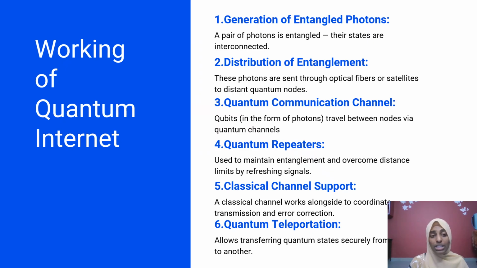Quickly moving to how this internet works. First of all, it creates entangled photons and then distributes those photons to both sides, at the sender and at the receiver side. After that, through the communication channel, they pass the qubits or the photons. Using the quantum repeaters, they maintain the entanglement state, so when there's a change at the sender side, it's automatically reflected at the receiver side too. That's why quantum repeaters are a main part of this quantum internet.